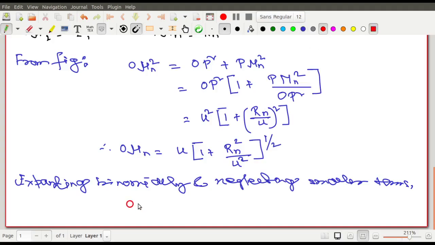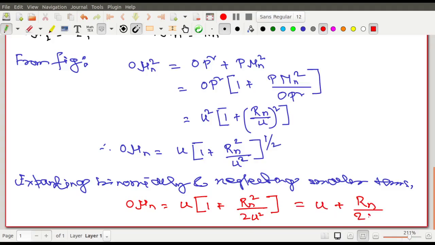Expanding binomially and neglecting smaller terms, you may simply write that OMN is equal to U times 1 plus Rn square by 2 times U square. You can write it safely. Okay, understood? Or you may write U plus Rn square by 2 times U. So that is your expression for OMN.